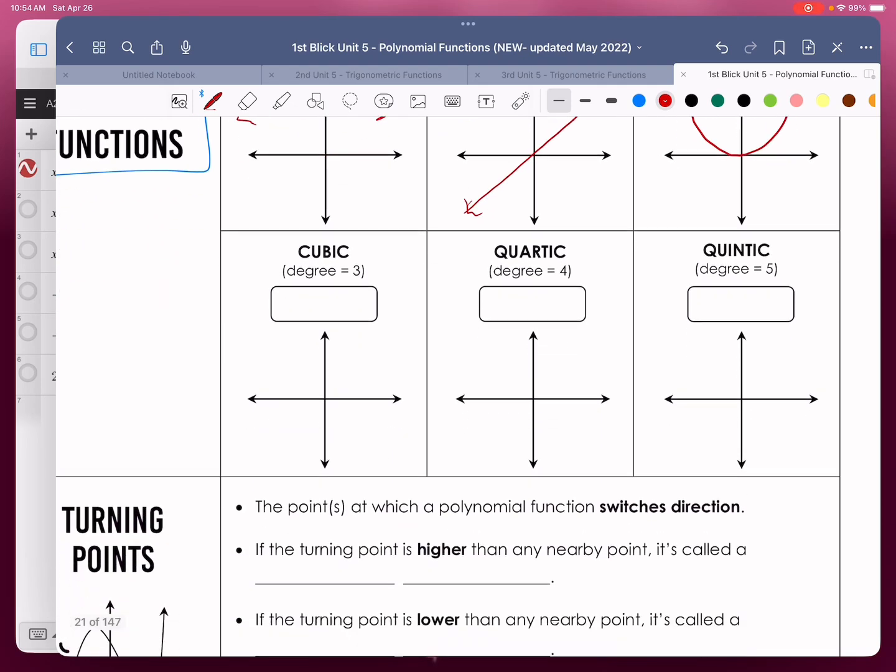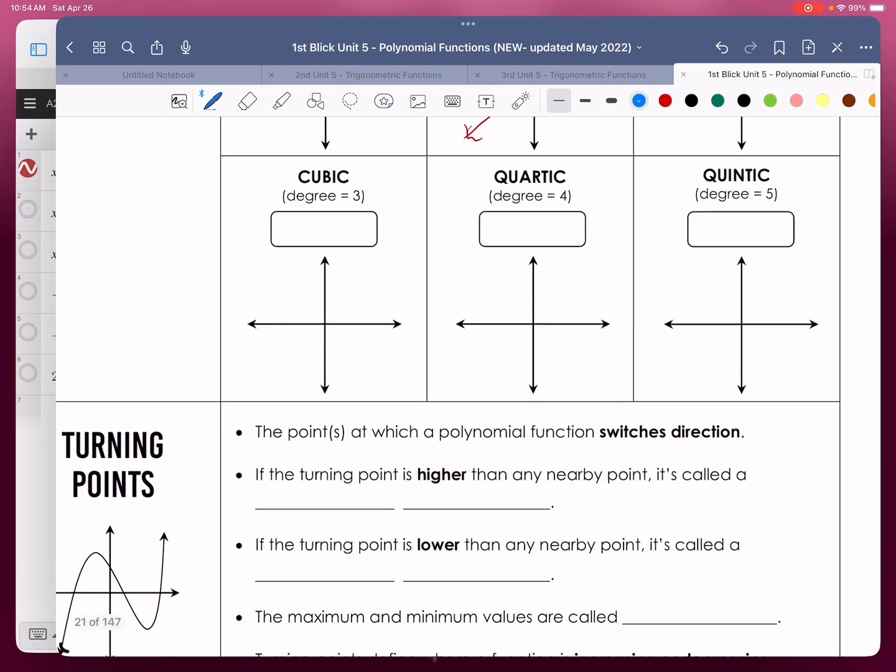Now let's move on to cubics. Your cubic in function form would be f of x is equal to x cubed. And your example would be y equals x to the third. And your graph is going to do something really funny. It's kind of going to go up like this way, and down like that way.